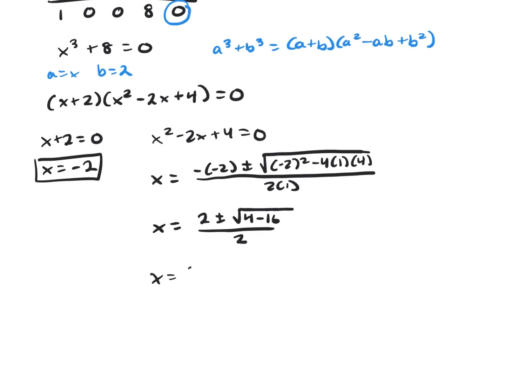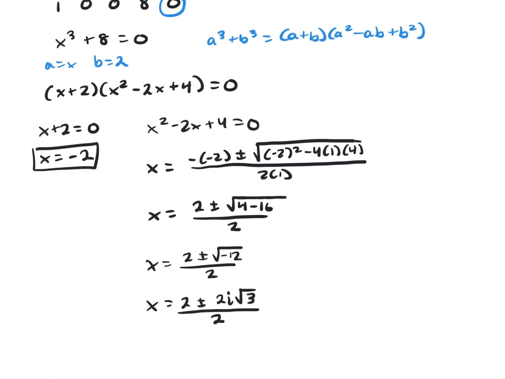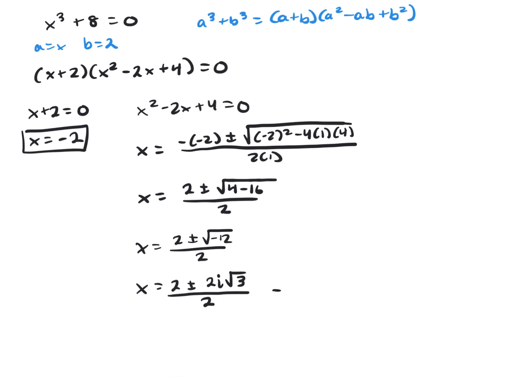So here we have 2 plus or minus the square root of negative 12 all over 2. 2 plus or minus, well, 12 is 4 times 3. So we're going to have square root of 4, which is 2. We put an i out front because of that negative, and that is why we weren't able to factor. It's because our remaining solutions are imaginary.